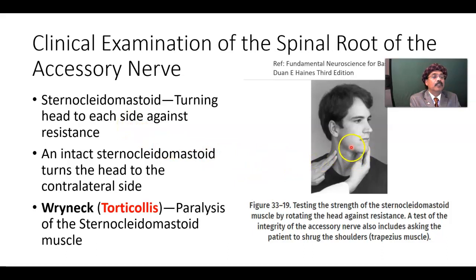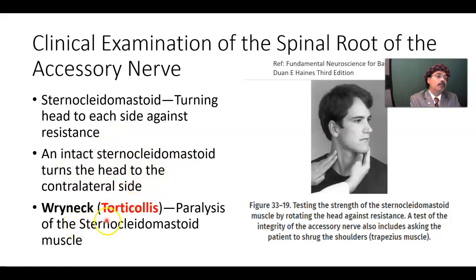So this person is moving the head towards the left side. In that condition, what muscle will work? This is the left sternocleidomastoid, he is turning the head towards the left side, and his right sternocleidomastoid muscle will be taut here. This will act. So the head rotates to the other side of the muscle by the action of the muscle. Turning the head to each side against resistance: an intact sternocleidomastoid turns the head to the contralateral side.